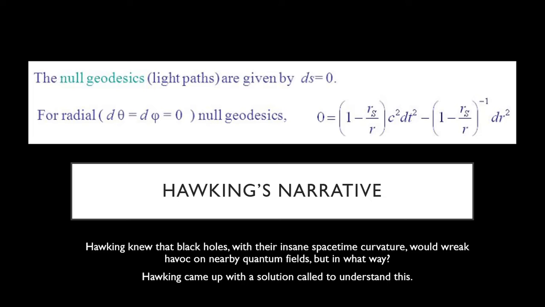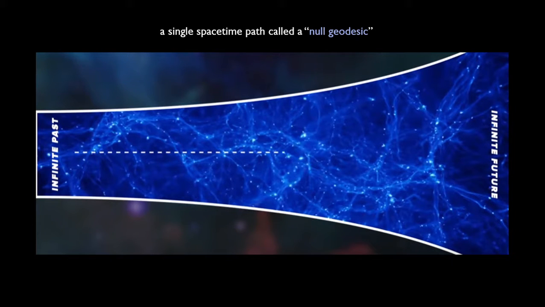To understand this entirely, he needed a full union of general relativity and quantum mechanics, a theory of quantum gravity, a theory of everything. It didn't exist then, and it still doesn't. Undeterred, Hawking came up with a solution. It goes something like this.